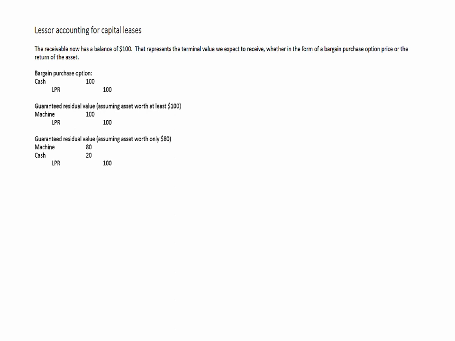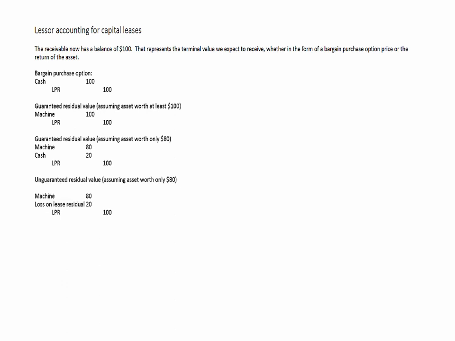It's important to note that in the second one there, where we debited the machine for $100, we record the asset that's being received at the lower of either its fair value or the receivable balance, the investment that we have in that lease. We would never recognize a gain on that asset.